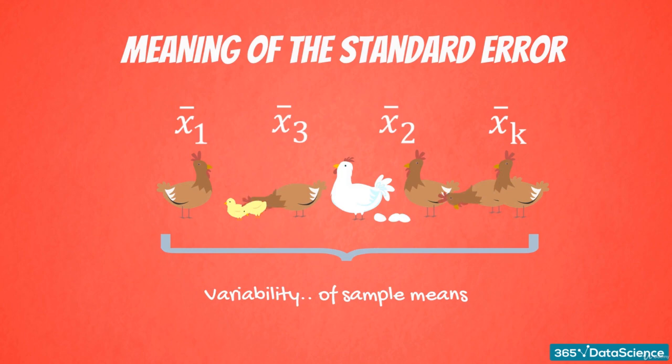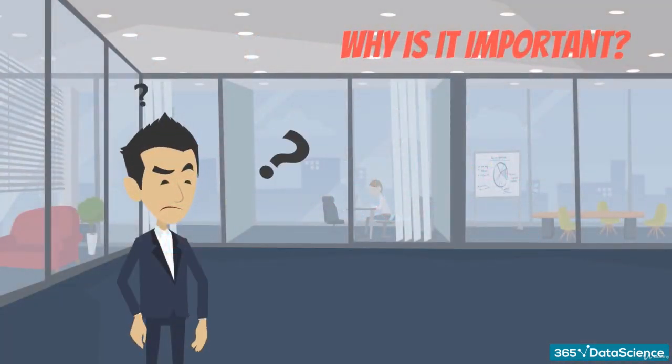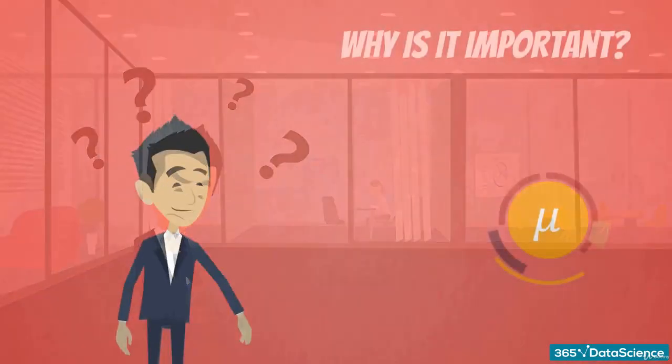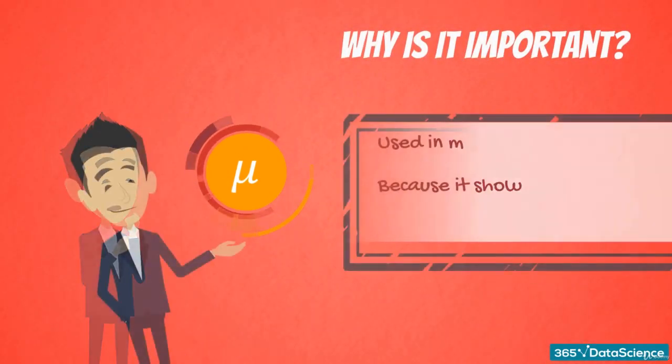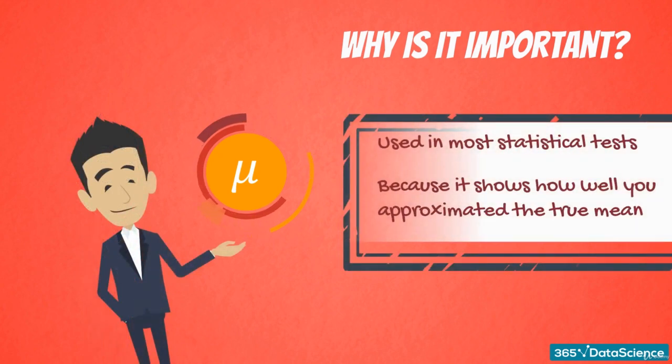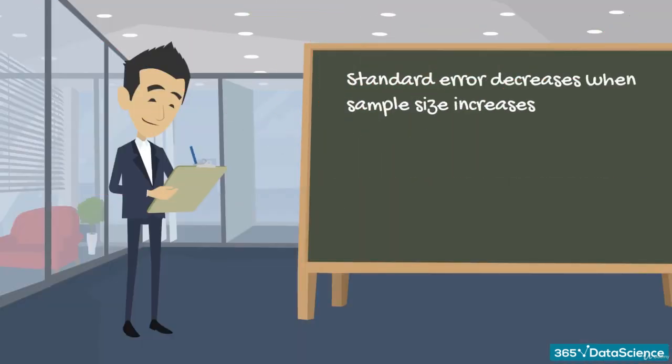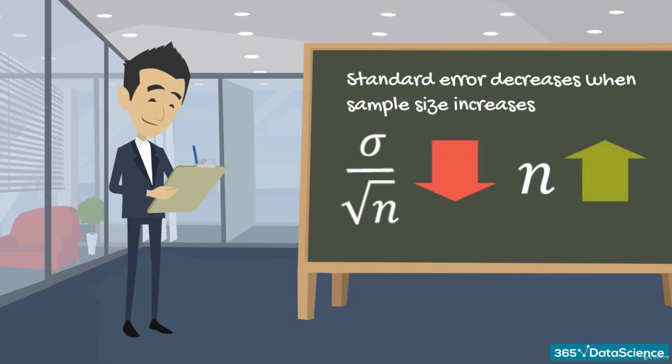You can guess that since the term has its own name, it is widely used and very important. Why is it important? Well, it is used for almost all statistical tests because it shows how well you approximated the true mean. More on that in the next lessons. Note that it decreases as the sample size increases. This makes sense, as bigger samples give a better approximation of the population.